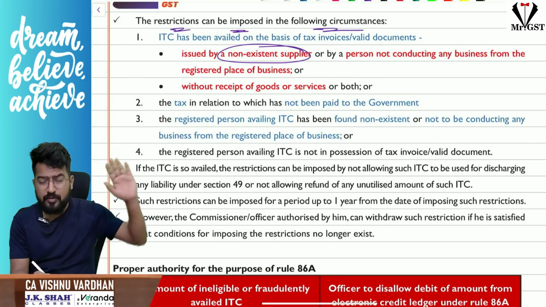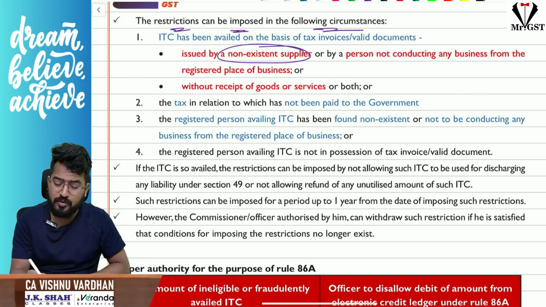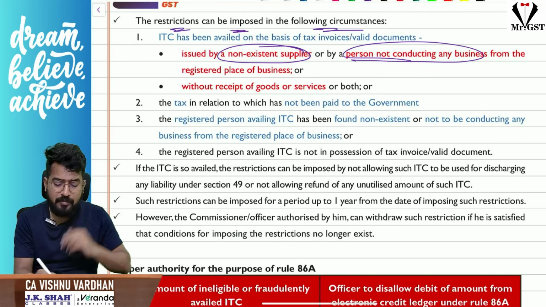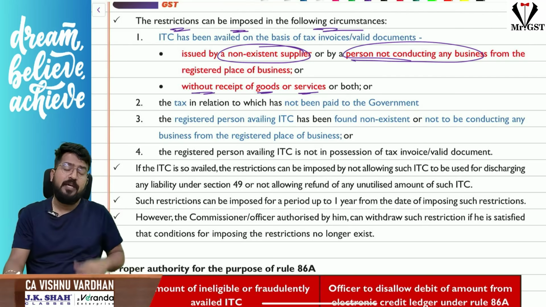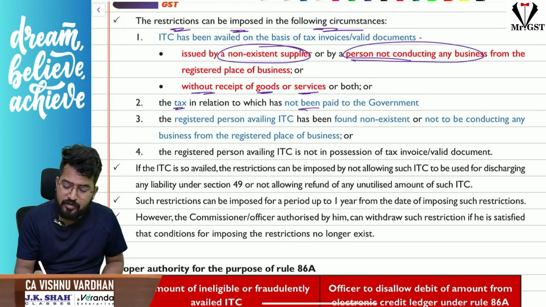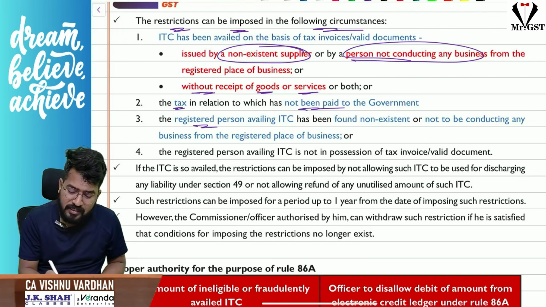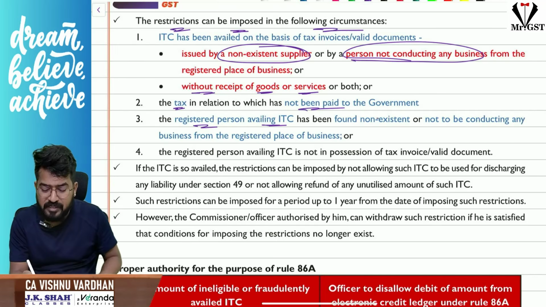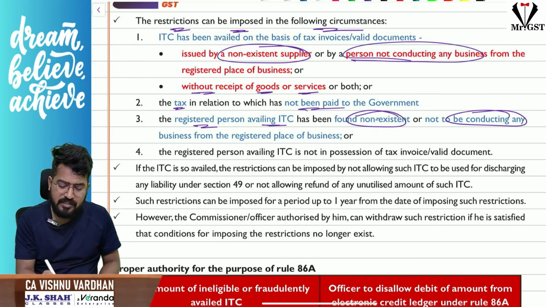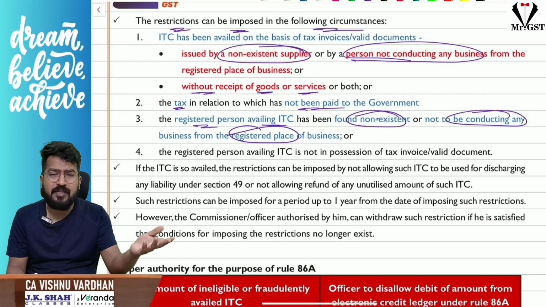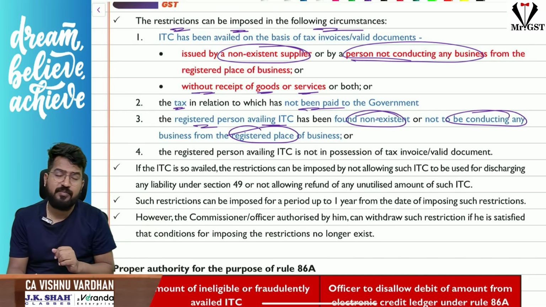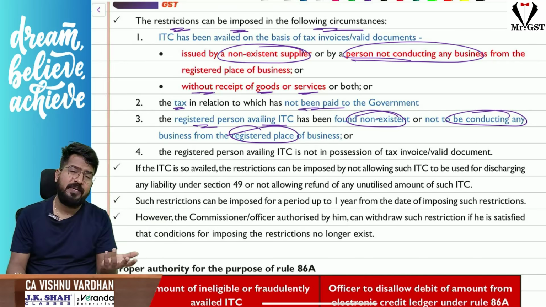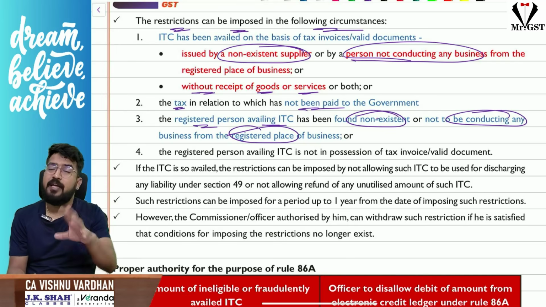That means the supplier took a fake registration and sold something to you, or they are not doing business from the declared place of business, or you have received invoices in your 2B without receiving goods or services, or the tax has not been paid by the supplier to the government, or the recipient who is availing ITC is itself found non-existing or not conducting business from the registered place. So either the supplier is not existing or not doing business from his registered place of business, or he has just issued an invoice without supplying goods to you, or the supplier has not paid tax to the government, or you, the recipient, have not been found existing or not doing business from the registered place of business.